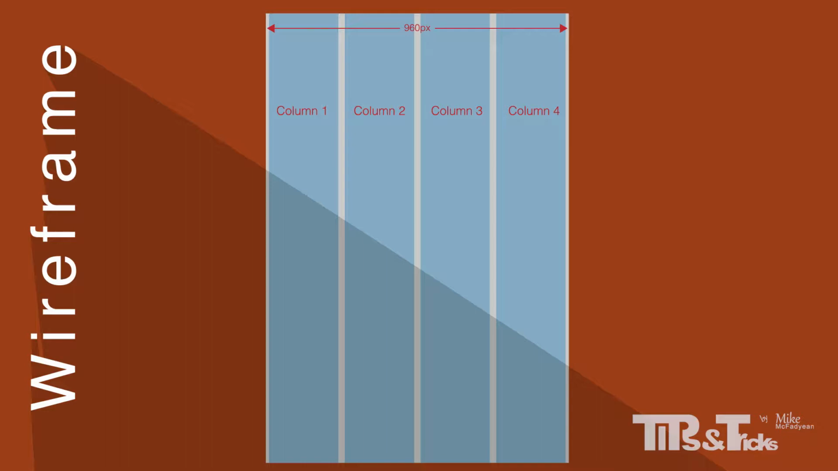Your columns should have a gap between them called a gutter. This should be wide enough to create a visual gap between columns of boxes. 20 to 30 pixels is usually fine.